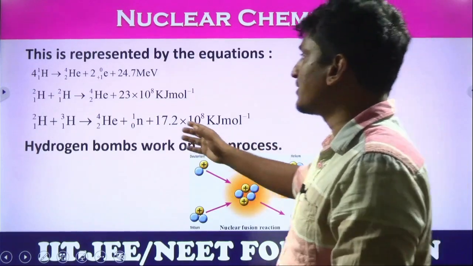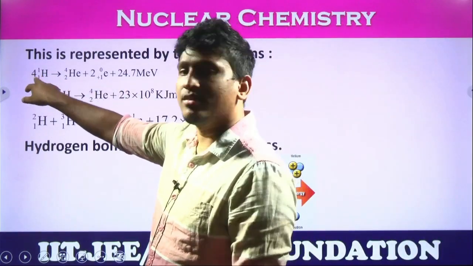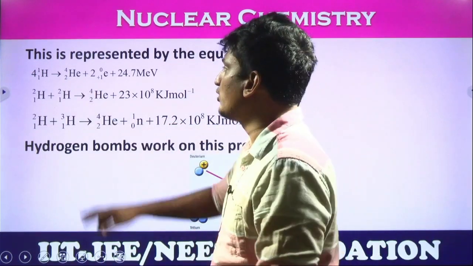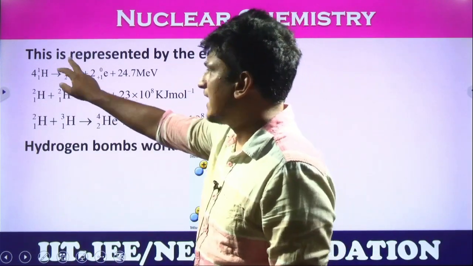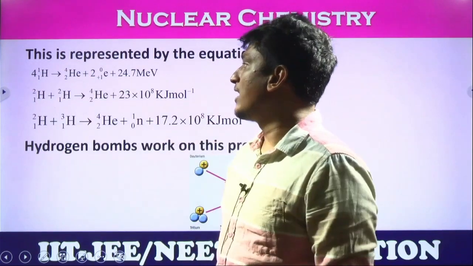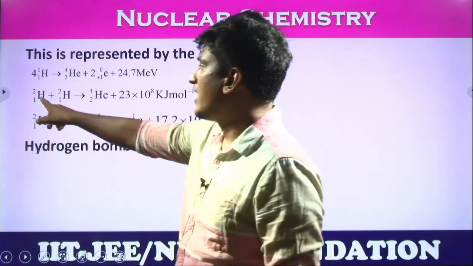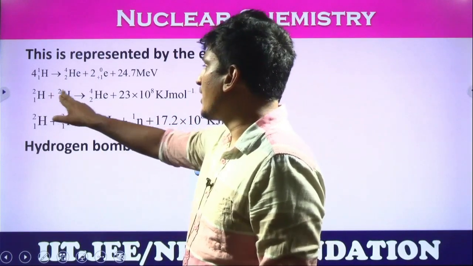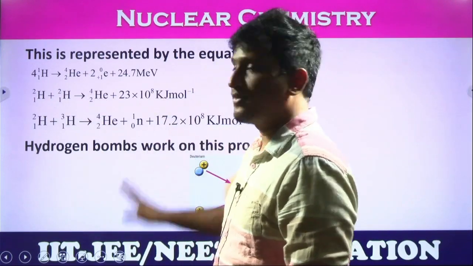So these are the examples, students. Look here, how many hydrogens are there? 1H1 means protium. 4 hydrogens completely combine to produce a helium, and 2 positrons are released. Then one is deuterium, the other one is also deuterium. They combine to produce a helium and this much energy is released.